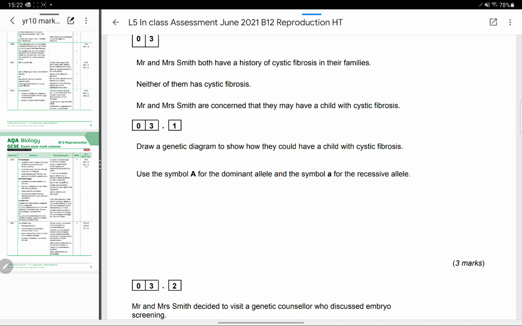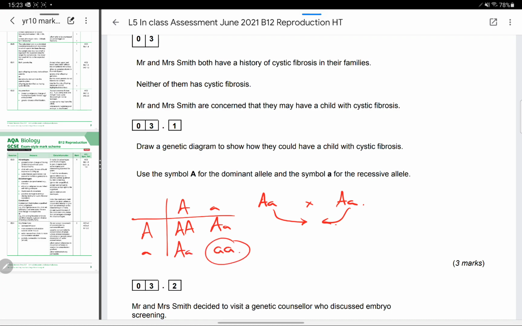So if we cross Aa times Aa, they can both donate the small a to create a double recessive small a small a and therefore cystic fibrosis. But they want for 3 marks us to show this. So we use a Punnett square to show A, big A, big A, big A, small a, big A, small a, small a, small a. There is the double recessive, which would have cystic fibrosis, and then you need to label that as the cystic fibrosis child. Okay, and that gives you the 3 marks.